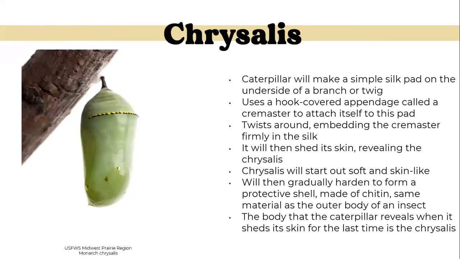Caterpillars make chrysalises using the silk in the caterpillar. If you can see here, this branch that's hanging down has a little button of silk up here, and then this black stem. That is how the chrysalis will attach to that branch. They use a hook to attach it, and then they twist around and embed their silk onto that little button so that they are able to make that chrysalis.